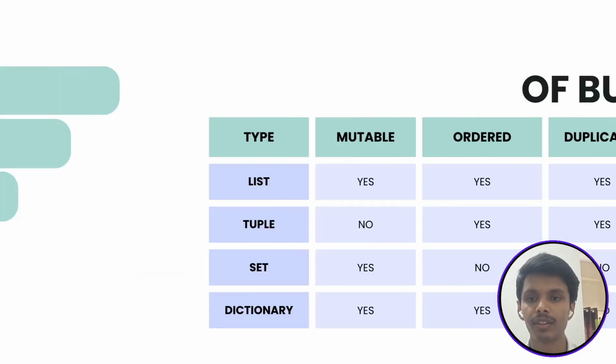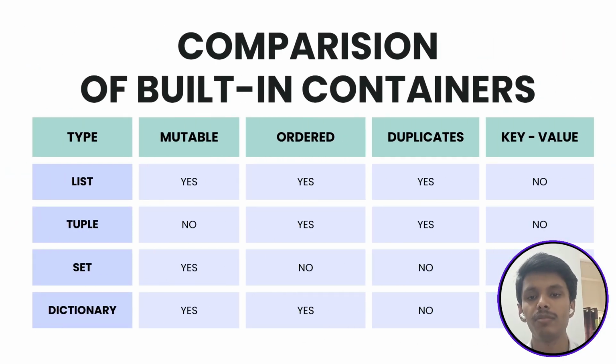In slide 11, we see a quick comparison between common built-in data types. Lists are mutable, ordered, and contain duplicates, but don't contain key value pairs. Tuples are immutable, ordered, and contain duplicates, but also don't contain key value pairs. Sets are mutable, but not ordered, don't contain duplicates, and don't contain key value pairs. Dictionaries are mutable. Dictionaries are also ordered and cannot contain duplicates. Keys are only created once in a dictionary, and dictionaries contain key value pairs.